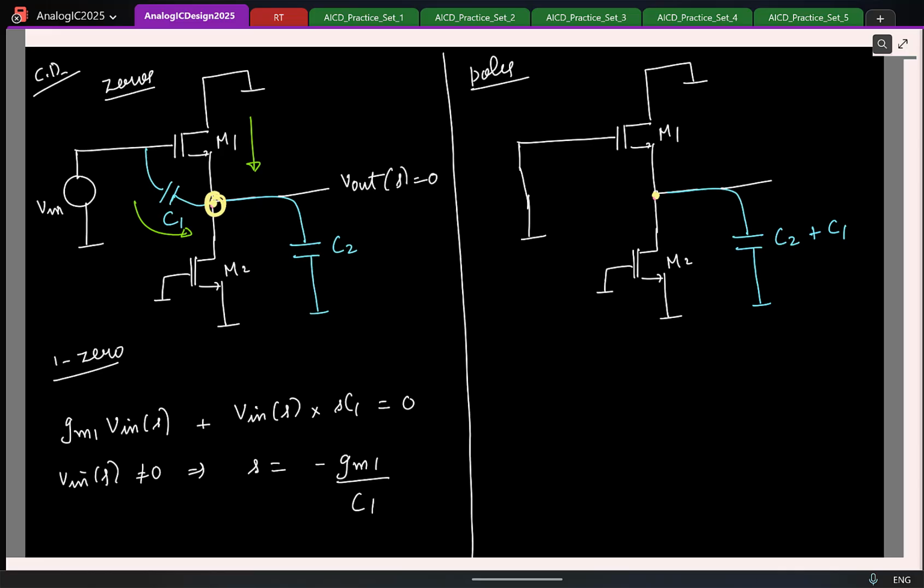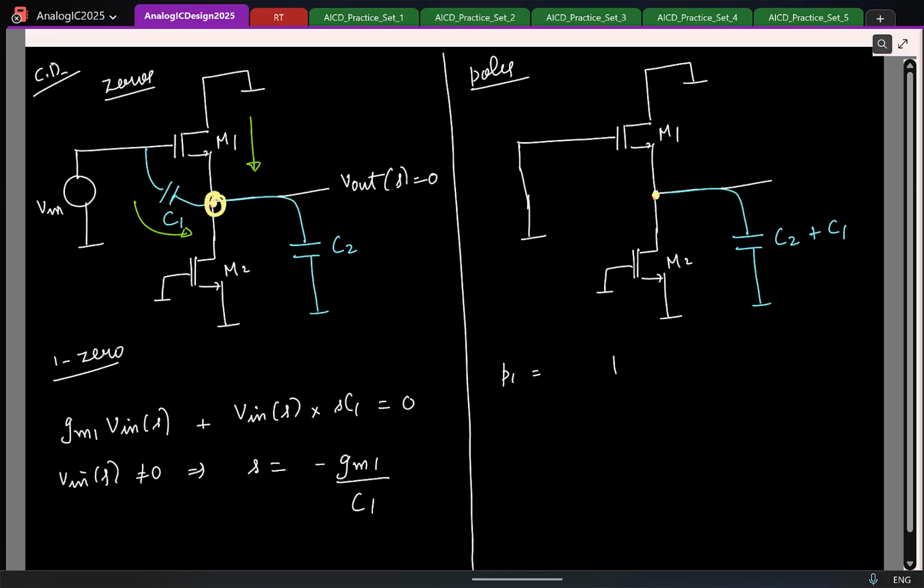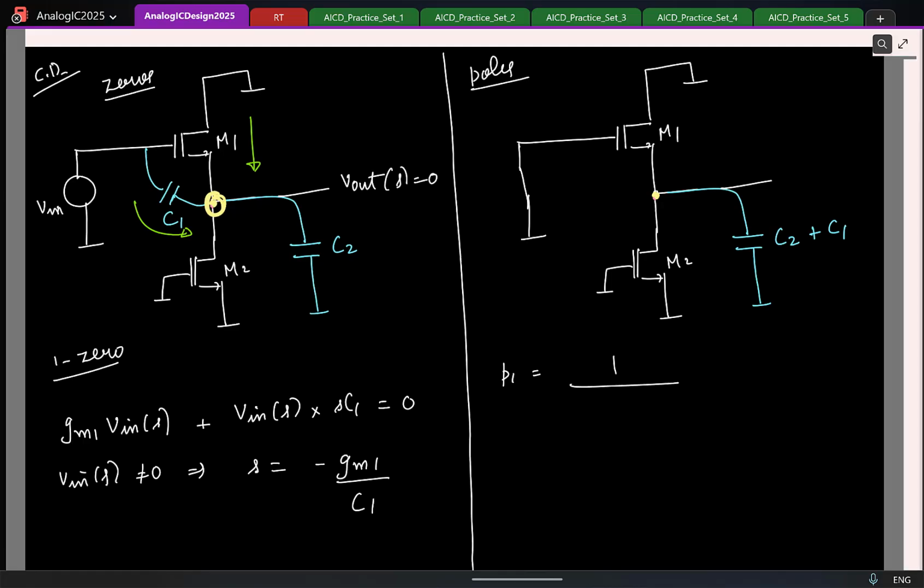Now, what is the order of the system here? First order, I just have one capacitor. So I can directly write the pole location as 1 by the capacitance times the resistance it sees. What is the total capacitance I have? C1 plus C2, times the equivalent resistance.